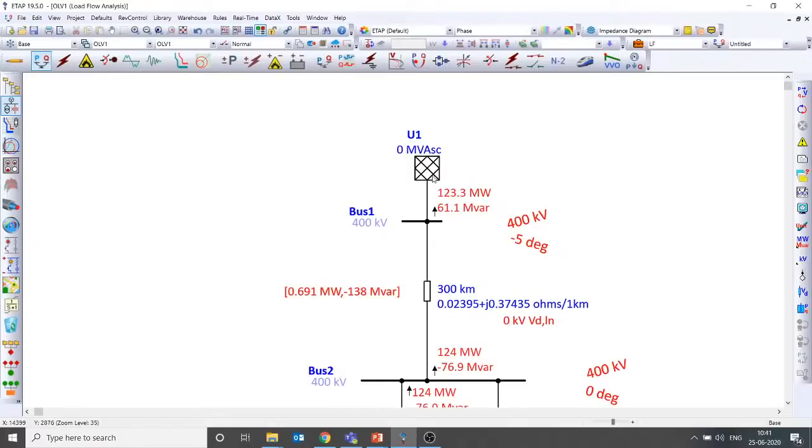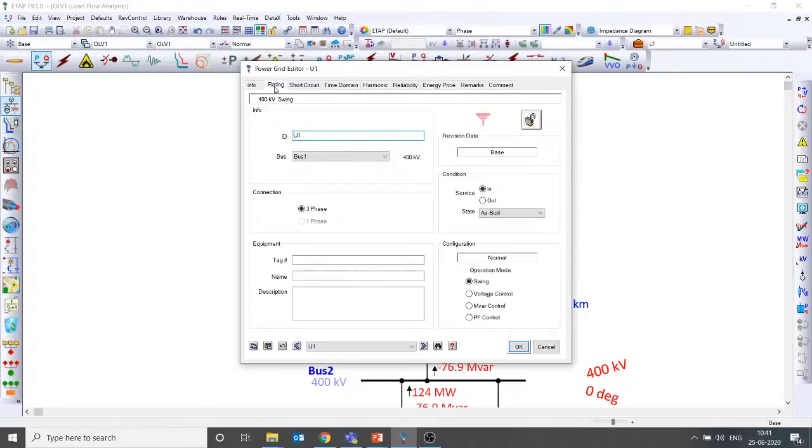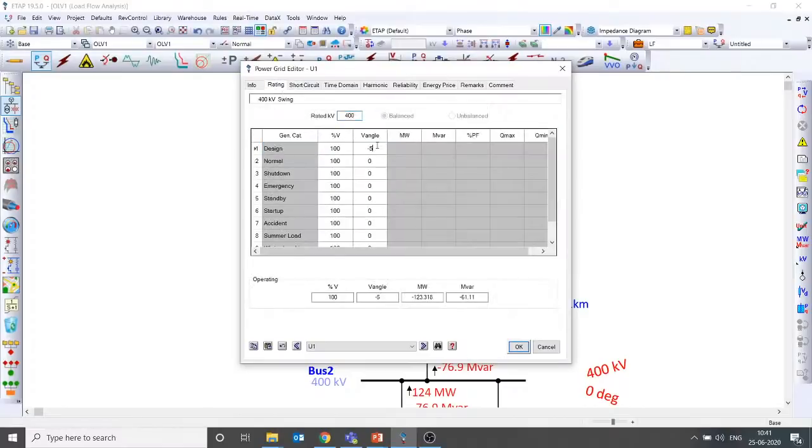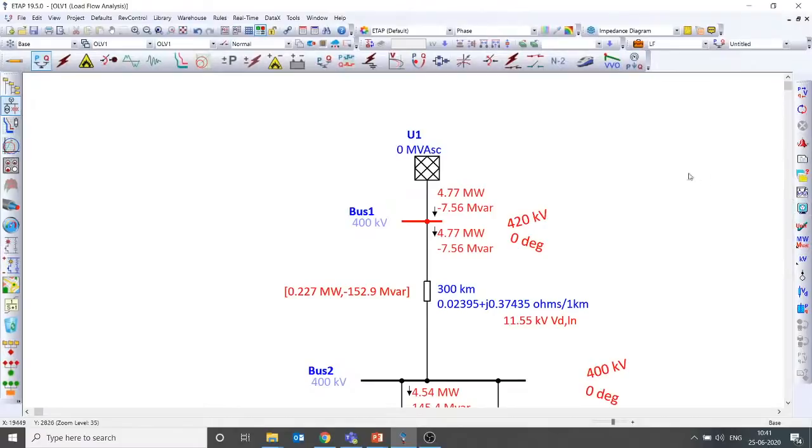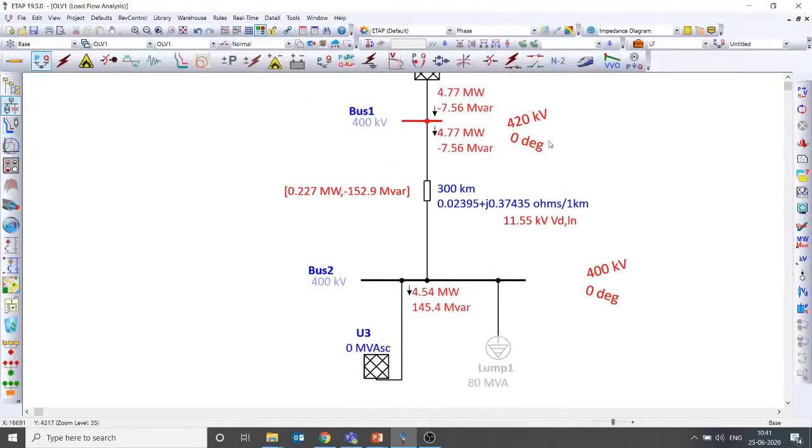Now if I keep the angles equal and change the voltage, so instead of 100% voltage I make this voltage, for example, 105 percent, then you can see reactive power is flowing from higher voltage to lower voltage, right? The reactive power is flowing from bus 1 to bus 2. So I think that's perfect.